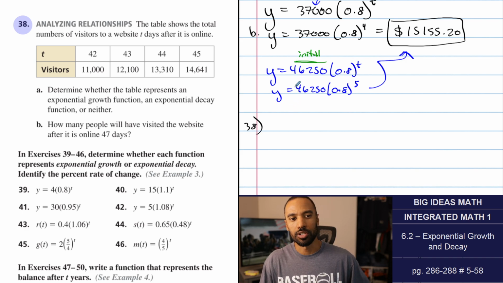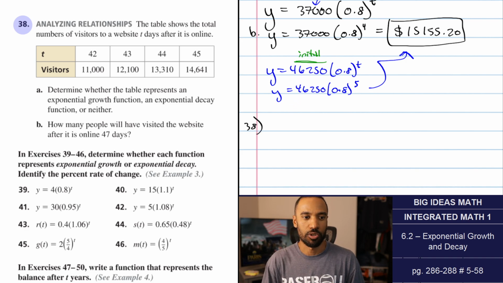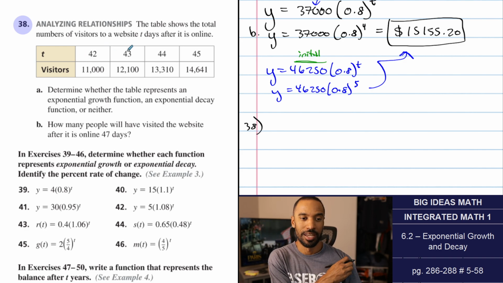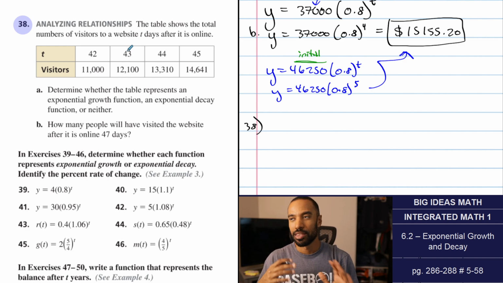The table shows the total number of visitors to a website T days after it is online. This pushes more to what I was saying before, that they start at 42 here. They're not starting at 0. They're not starting at 1. This is quite later. So this is you picking and choosing what you want to do, I think.